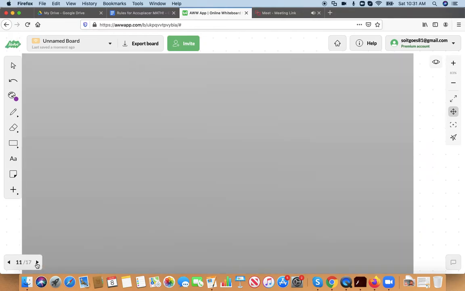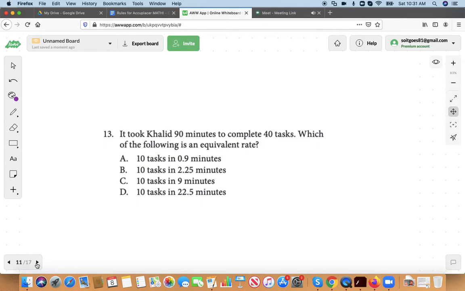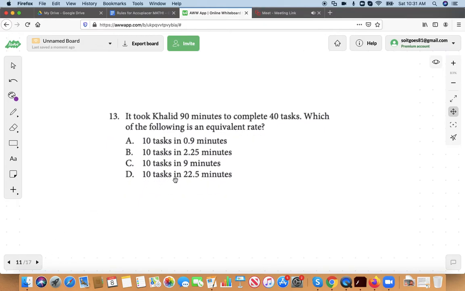Let's do some more. All right, question number 13. Go ahead and read this for us loud and proud, please. It took Khalid 90 minutes to complete 40 tasks. Which of the following is the equivalent rate? What does equivalent mean again? Equal. Equal rate. Yeah, equal rate.